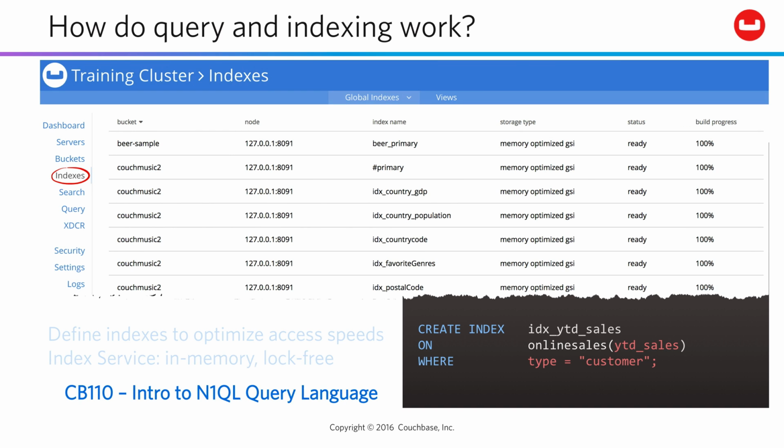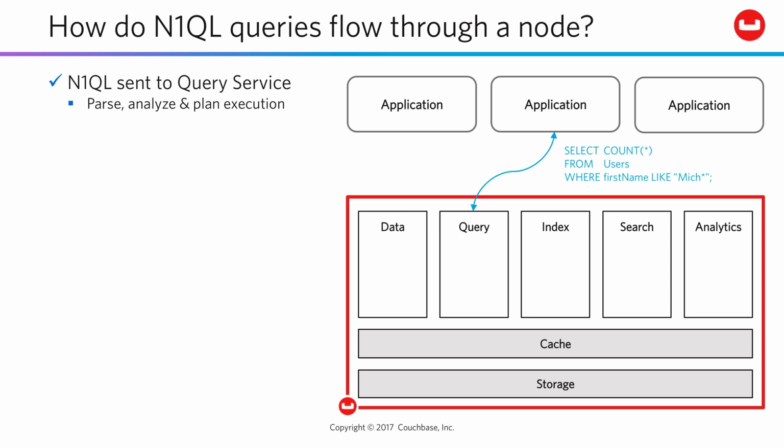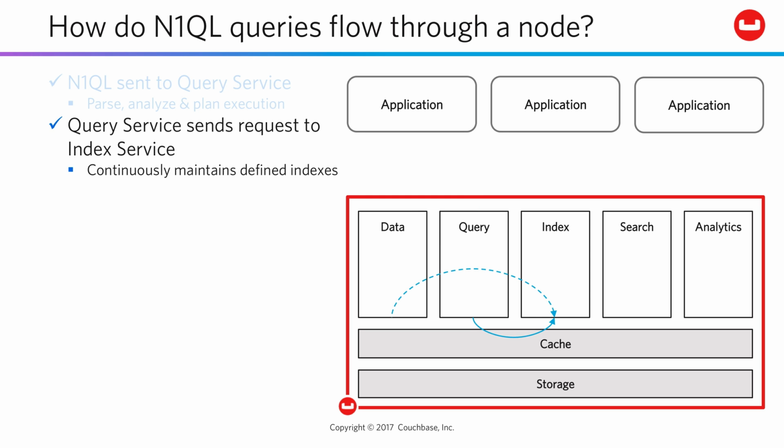Now, if you'd like to know more about this right away, take our free online course, CB110, Intro to the NCL Query Language. Now let's take a look a bit at how NCL queries operate. First, your application passes a NCL query to the cluster through the SDK. The query service parses the query, analyzes it, and plans the execution. The query service then requests an index from the index service.